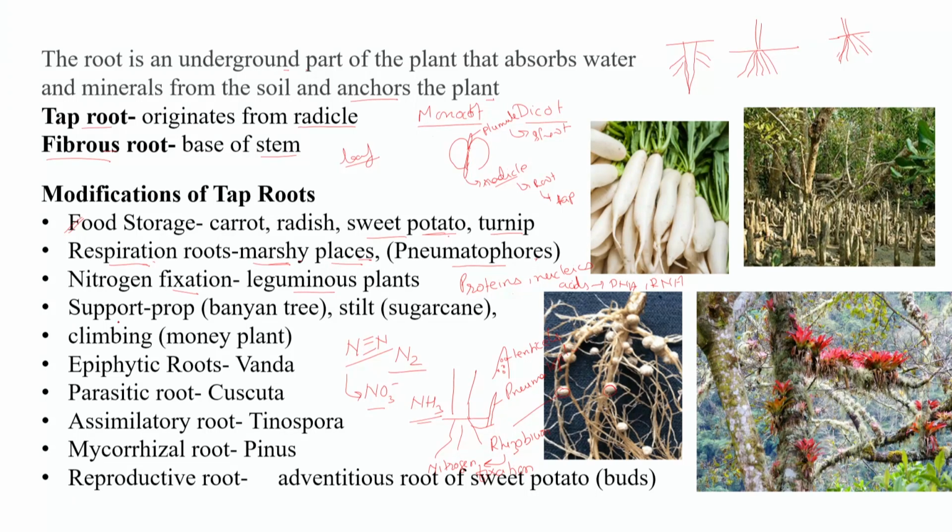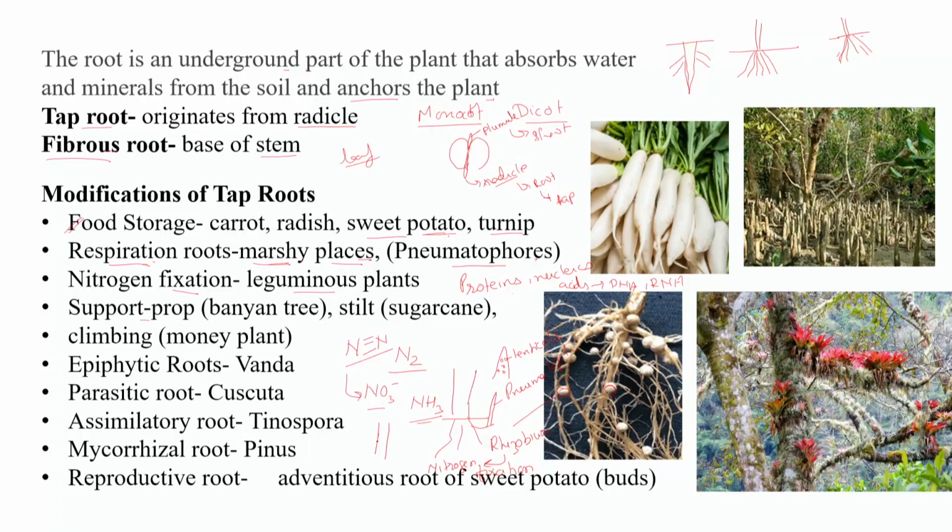Then many roots also help in support. Like in the banyan tree you would have seen the roots hanging from the tree. They are aerial roots, and they provide extra support for that large tree. Even in sugarcane, you would have seen it's just a straight stem. It has roots, but for extra support some roots come out from the above ground portion to provide better anchorage. Then some climbing roots, like the money plant, which is a climber: when it is climbing and attaching to some support, some roots come out and help it attach to that support.